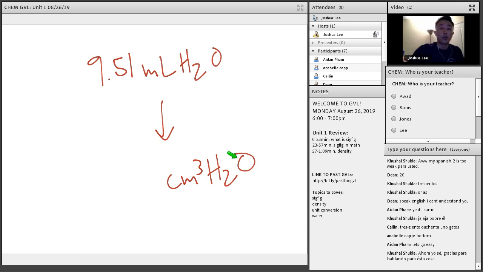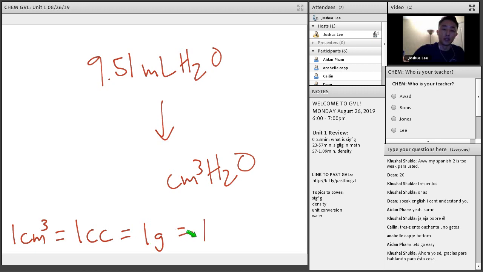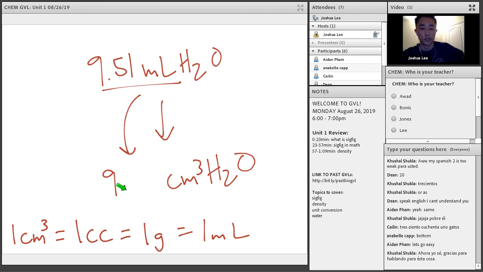And just remember with water, 1 centimeter cubed of water is the same as 1 cubic centimeter of water, which is also the same as 1 gram of water, which is also the same as 1 milliliter of water. Meaning if you have 9.51 milliliters of water, then you also have 9.51 centimeters cubed. If you wanted to show your work, knowing this conversion, we could show our work.